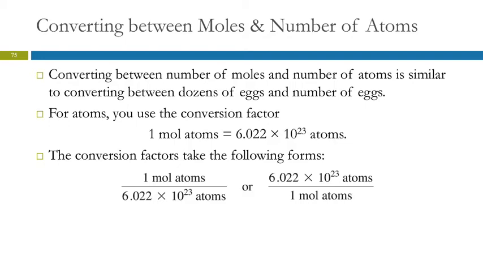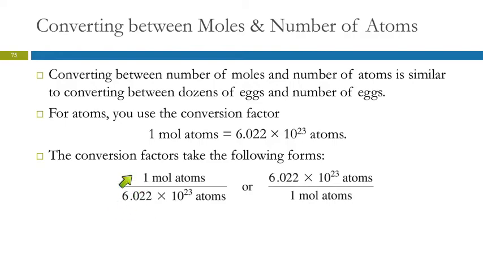So we do the same sort of conversion using moles. 1 mole, 1 chemist dozen, equals 6.02 times 10 to the 23rd atoms. So mole is like dozen, and that crazy number is like 12. So we can make conversion factors from this relationship, moles on top, atoms on the bottom, or we can turn it upside down.